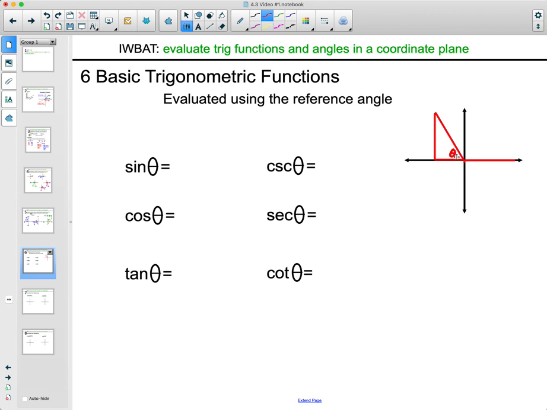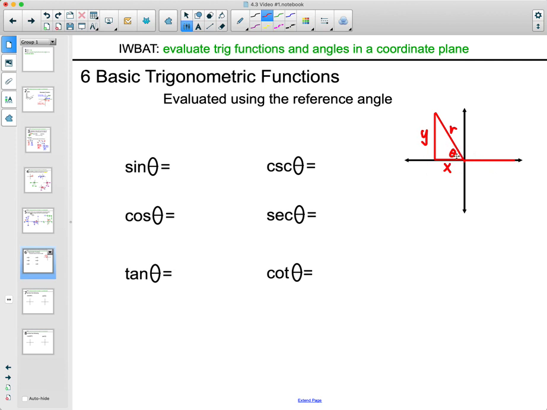Now, when we have this reference angle on the coordinate system, across from the angle is the y value. In a coordinate system, the vertical is a y value. Next to it is the x. This is the x coordinate. And then we're going to call the hypotenuse an r for radius when we get into the unit circle.